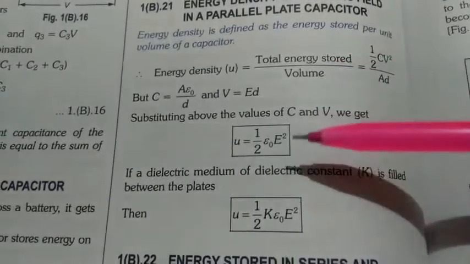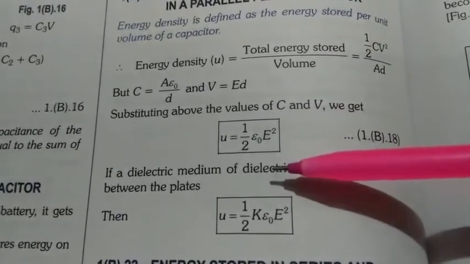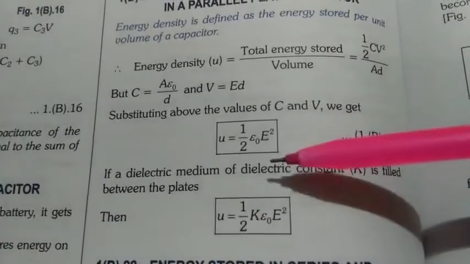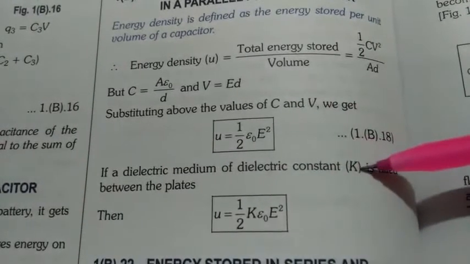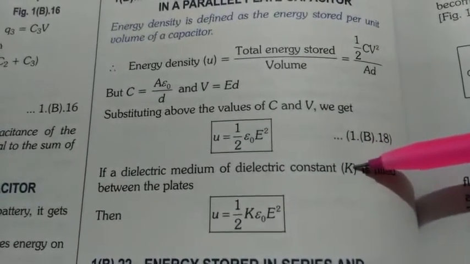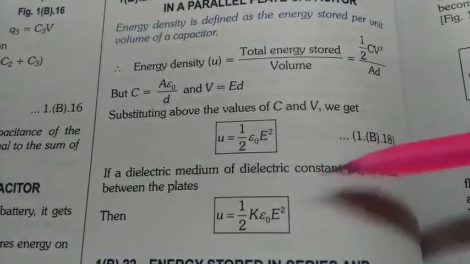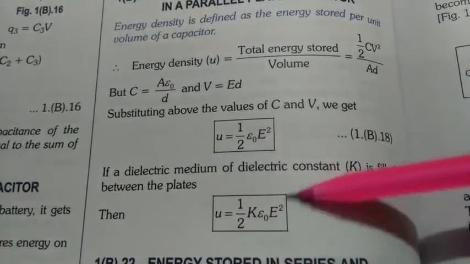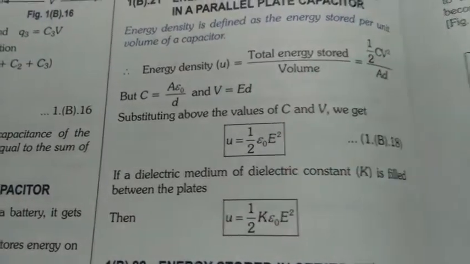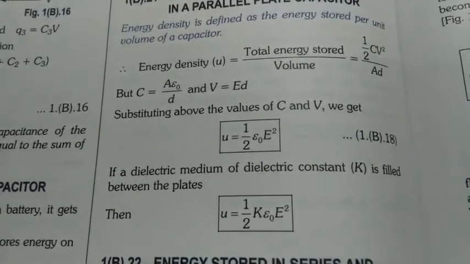Now suppose in between the two plates we introduce a dielectric medium, so we have to introduce the dielectric constant K also. When we put that, this will be our energy density: U equals half K epsilon naught E square.